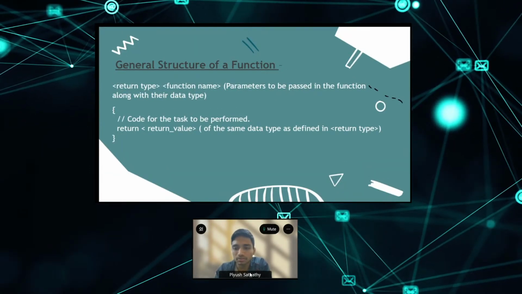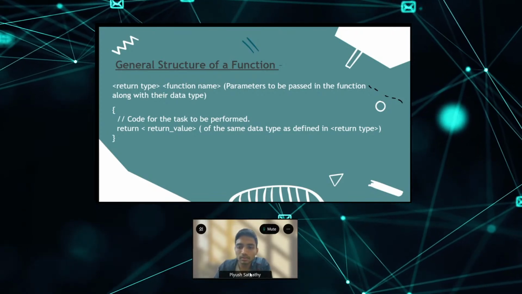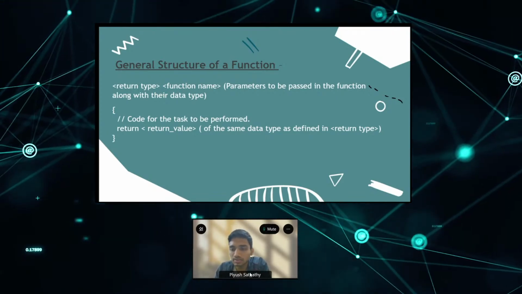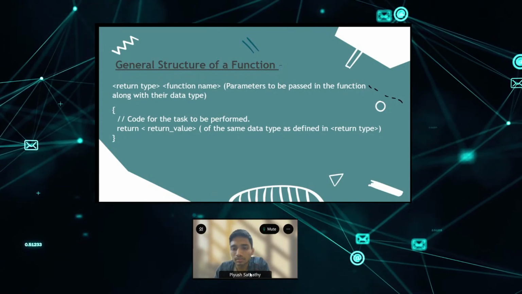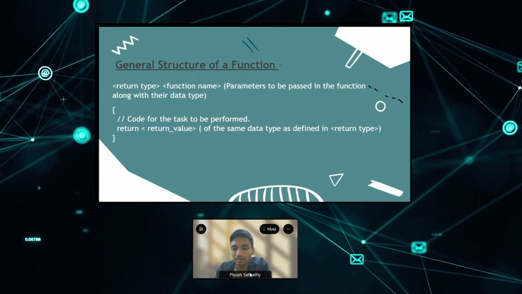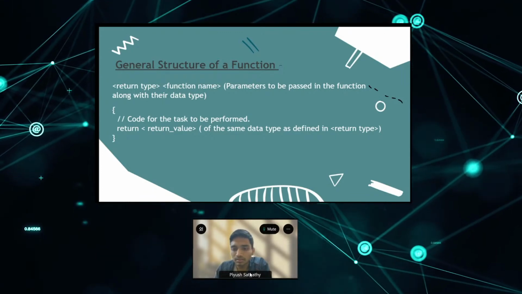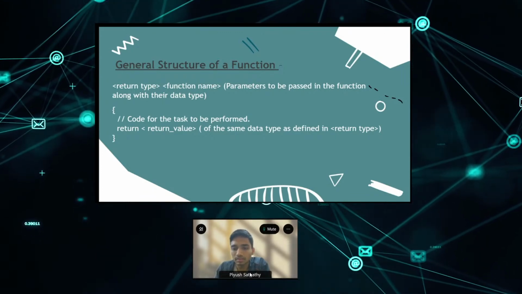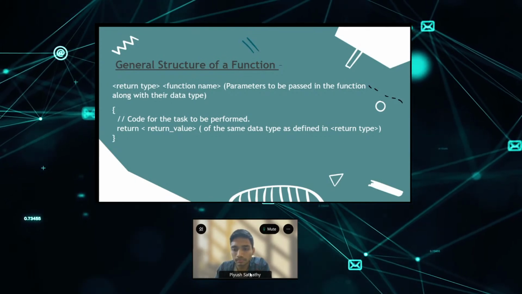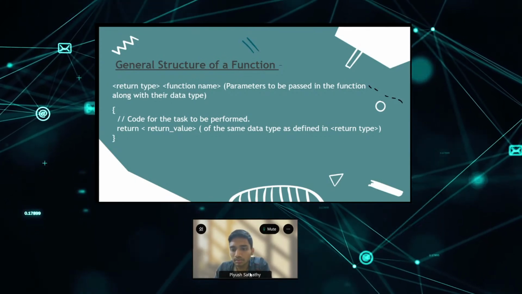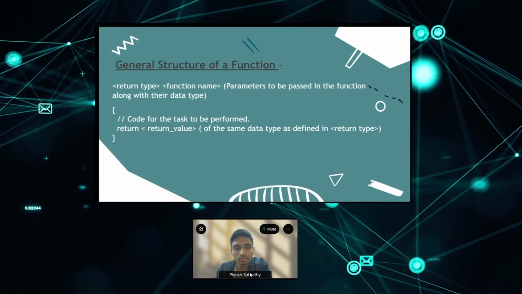So, the general structure of a function. At first, there is a return type which suggests what the function will return. It can be an integer, character, or some pointer, or even a class object. There can be functions which do not return anything. They are mentioned with void. Then comes the function name, which is the name using which the function is called.